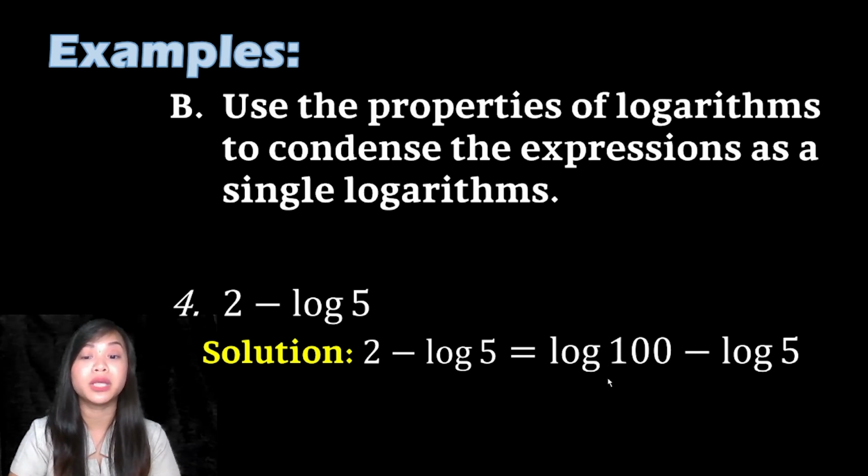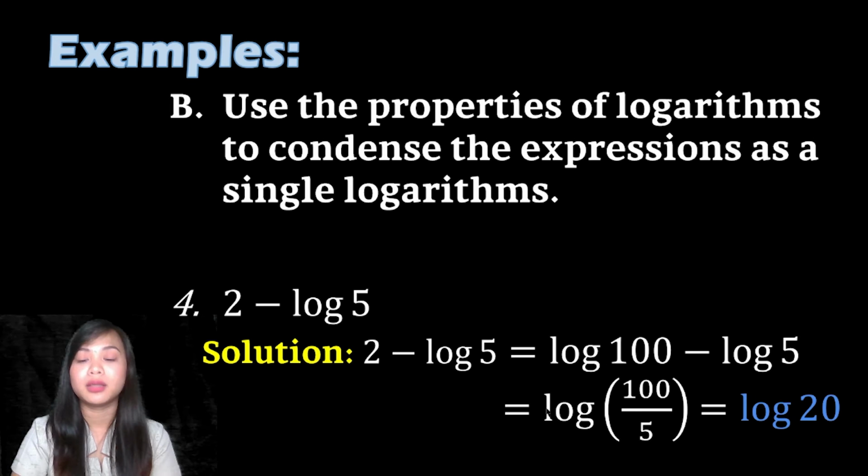Our base here is 10. So when we raise 10 to 2, that will mean 10 squared, 10 times 10, that is equal to 100. So that is our power here. Then minus log 5. Since now we have the same base, which is 10, the value will become log of 100 over 5. So 100 over 5, that is 20. So the answer, a single logarithm here, is equal to log 20.